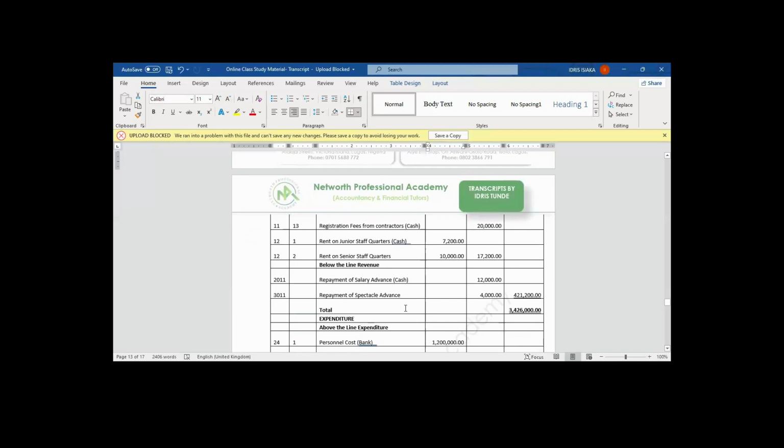After that, you now move to below the line item, below the line revenue. One of the below the line revenue that was given to us is 2011, repayment of salary advance. I put it under subtotal because it is a head on its own. 3011, repayment of the other item. I put it under subtotal because it is a head on its own. Assuming we have 2011, we have 2012, I will put it under amount. I will now add the two together. I will put it under subtotal.